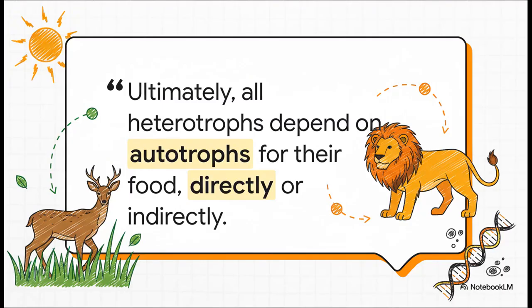This is a very, very important point. Just think about it. A goat eats grass, so it depends directly on a plant, which is an autotroph. Now, what if a lion eats the goat? The lion is not eating the grass, but the energy it gets from the goat originally came from the grass. So the lion depends on the grass indirectly. This means all heterotrophs, in one way or another, depend on autotrophs for their survival.